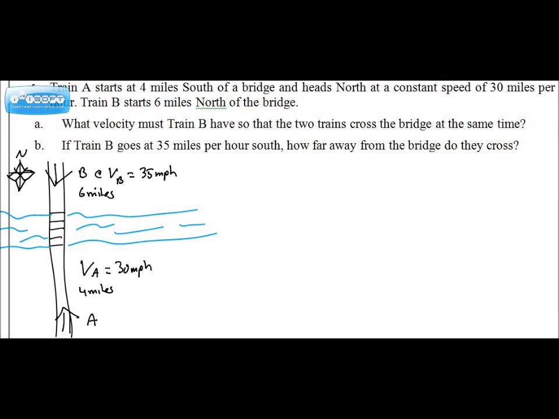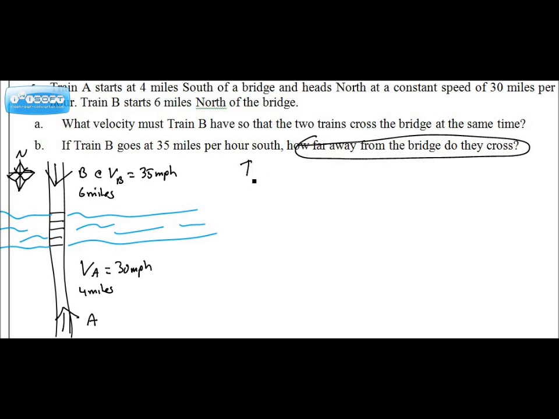So here we are for number 5 of assignment number 2, part B. As you see, I got fancy off-screen and did some little pictures. Here's our bridge. Here's our train B going at a velocity of 35 miles per hour south, and it's 6 miles away. Velocity of train A is 30 miles per hour, and it's 4 miles south of the bridge. How far from the bridge do they cross? I'm going to solve this in 2 steps. First, we need to know when they cross, or if they're on the same track, when they collide. Things collide when they're in the same space at the same time. Therefore, our times must be the same.